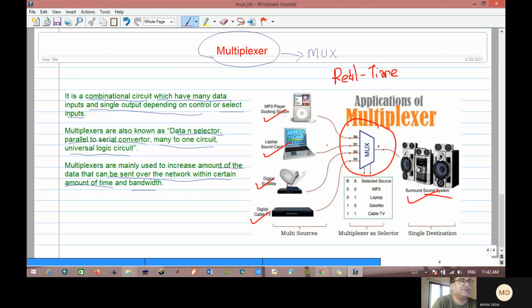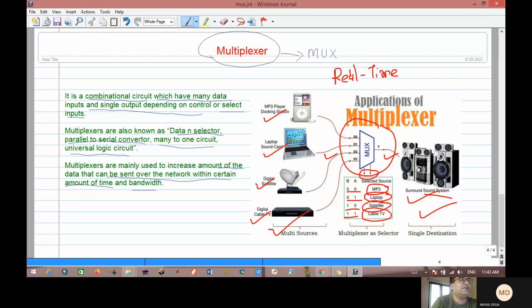Here there are many inputs, 1, 2, 3, 4 inputs, and one output. Based on the selection line, our input is selected: sound from the MP3, sound from the laptop, sound from the satellite or sound from the cable. So based on the mux circuit, we can select any input from the multiple input circuit. So this is a single destination with multiple sources, and this is done because of the multiplexer circuit.